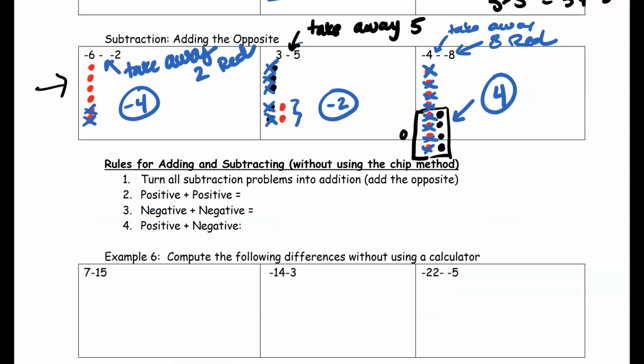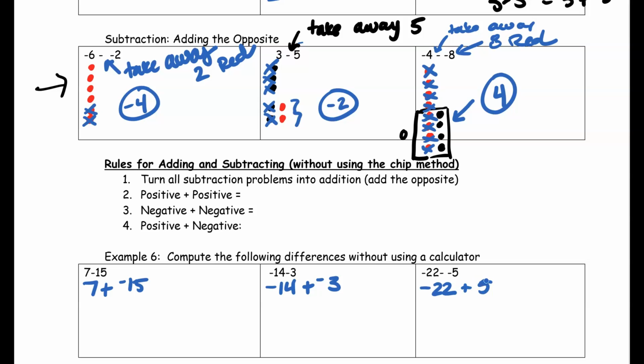So let's talk about some rules for adding and subtracting if you were to not use the chip method. So the chip method's great to introduce this, but we all know, once numbers get bigger, it's probably not realistic to be drawing that many chips out. So how do we approach these problems? So step 1, you're going to turn all subtraction problems into addition by adding the opposite. So for example, like in example 6, 7 minus 15 is going to change to 7 plus a -15. And then same thing with this one, -14 plus a -3 and -22 plus 5.